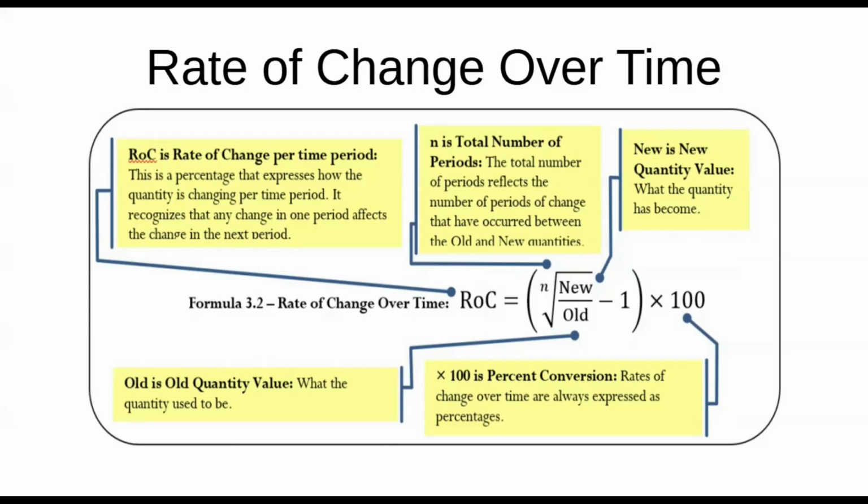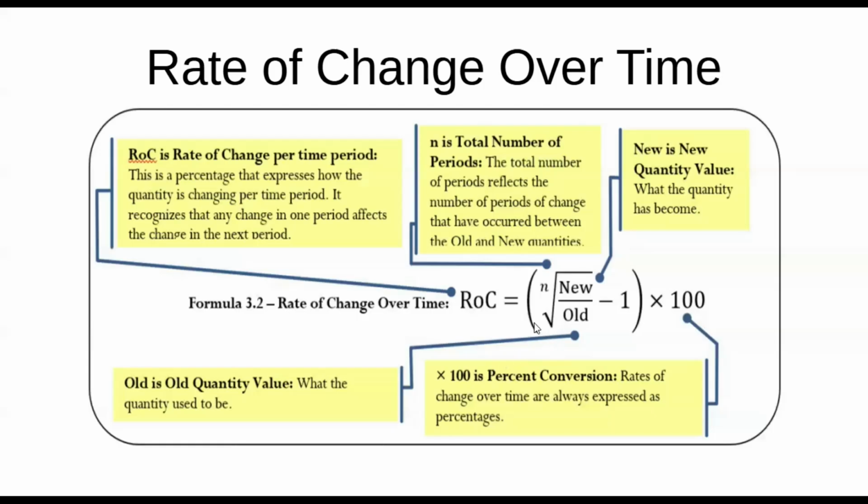So people want to break it up into the average rate of change over a particular period, on a yearly basis. And that's what this is about: rate of change over time. It's not an overall rate of change, but an average rate of change over smaller periods. So this is the formula here.